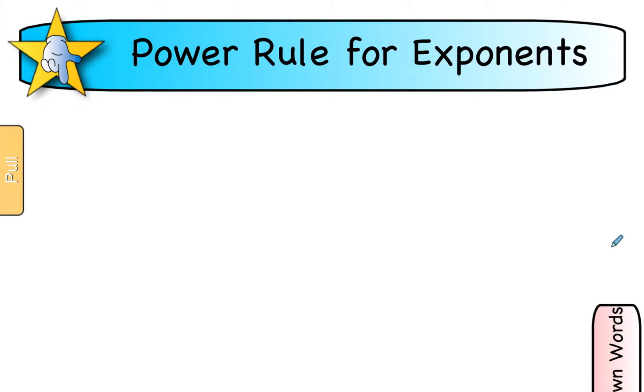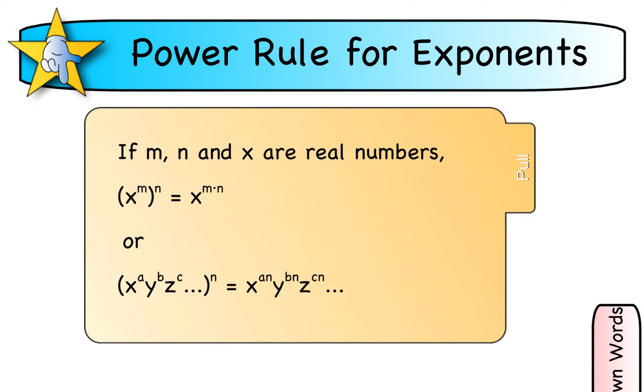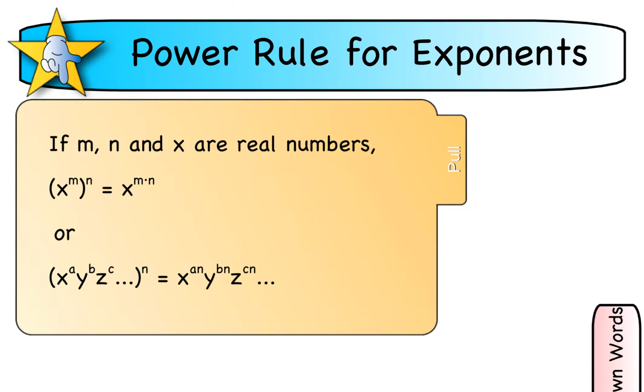All right, the power rule for exponents says this. If we have a power to a power, so we have x to the m raised to the nth power, that says you multiply the exponents. That's different than the last one. The last one said if you have a base to a power and the same base to a power, you add them, but when you have a power to a power, those are multiplied.